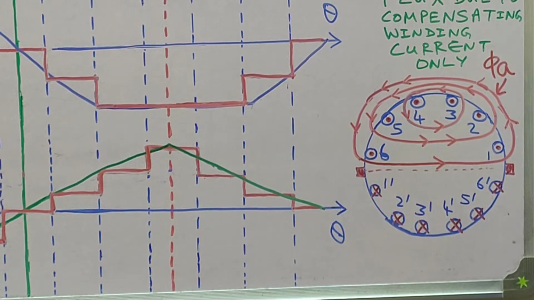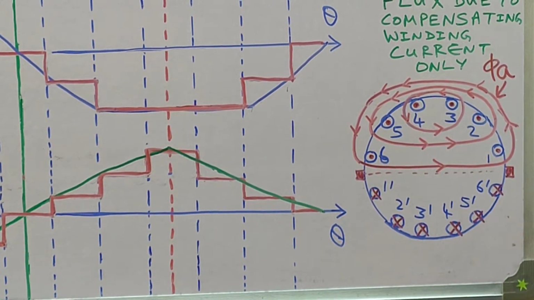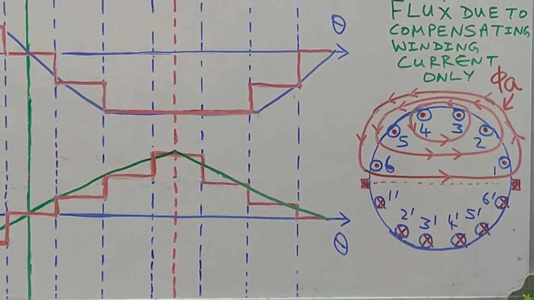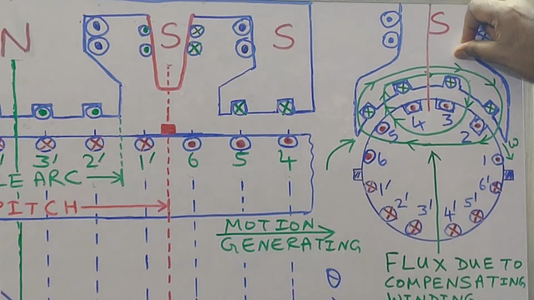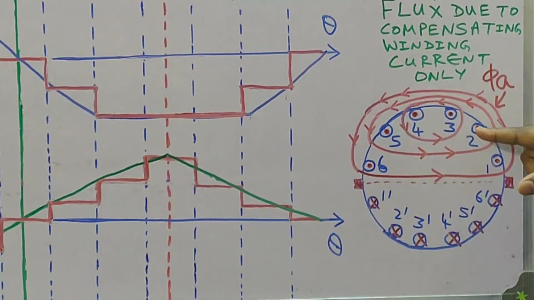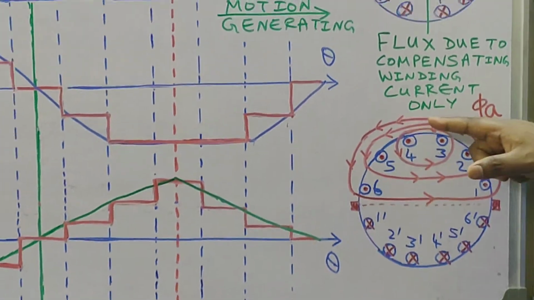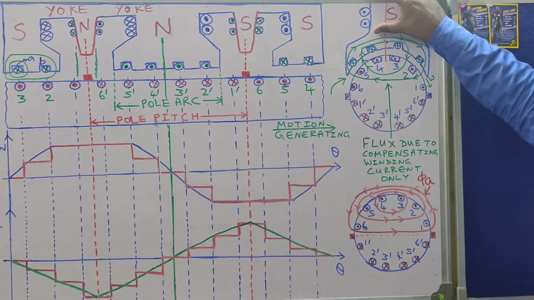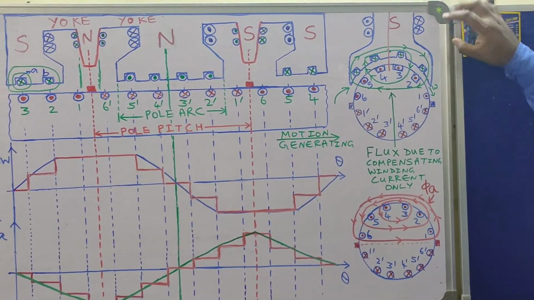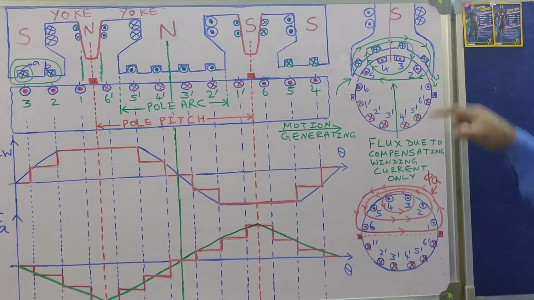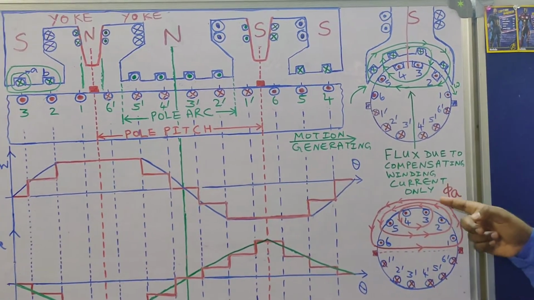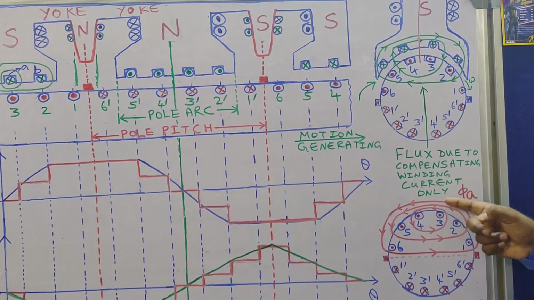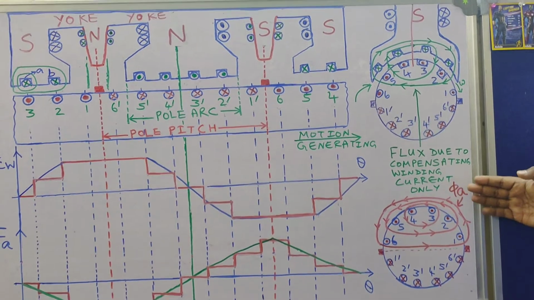Now what I want you to observe very closely is that, as far as the lines of flux are concerned, the direction of lines of flux for this compensating winding current and the direction of lines of flux for this armature winding current are in opposite directions. Compensating winding current is creating a flux directed from left to right inside the pole face. But if this armature flux were to enter the pole face, it would be directed from right to left.